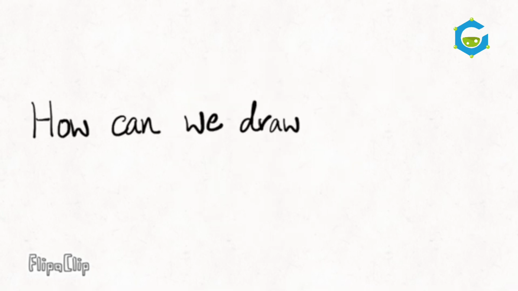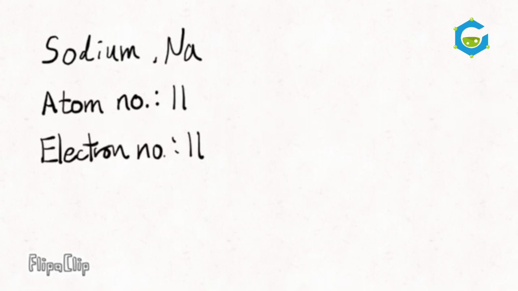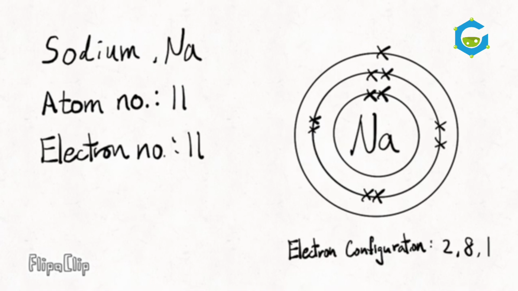How can we draw electron diagrams? Take sodium as an example. It contains 11 electrons. First, write the chemical symbol. Then, draw the electron shells. Finally, fill them up with electrons according to the capacity of each electron shell. That will be the electron diagram of a sodium atom. And the electronic configuration by numbering will be 2, 8, 1.